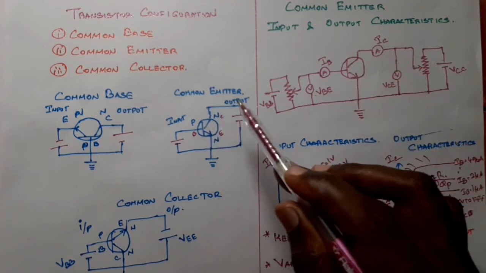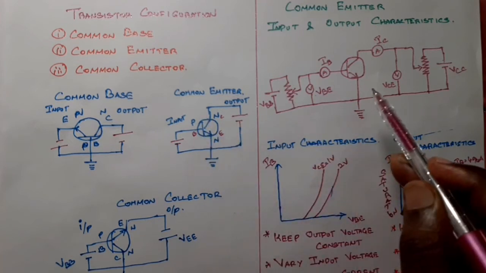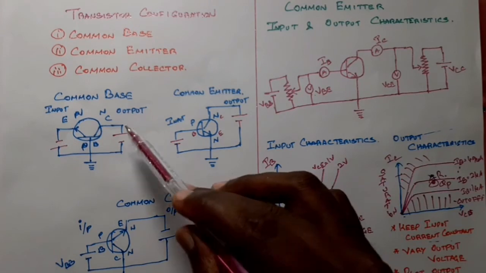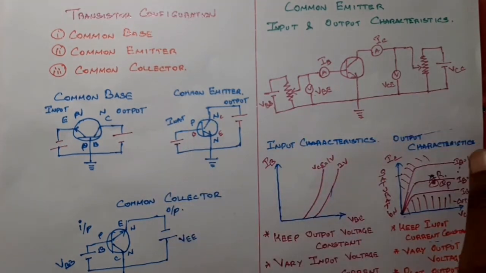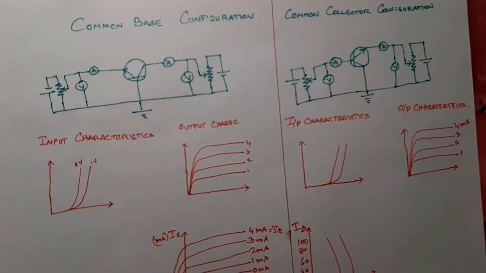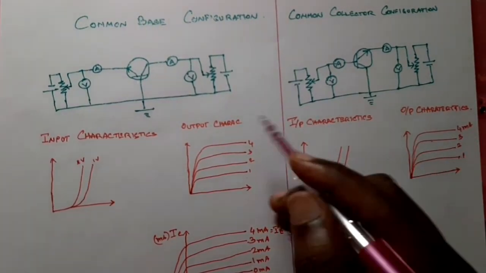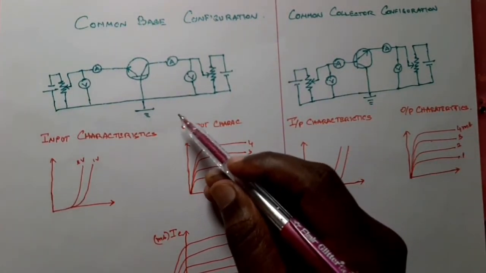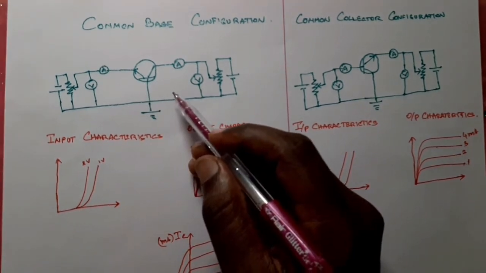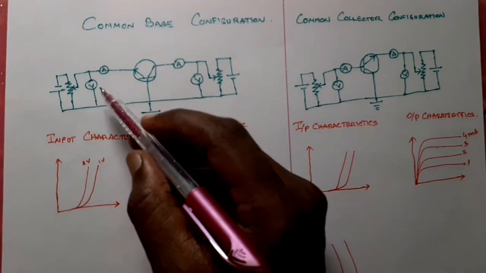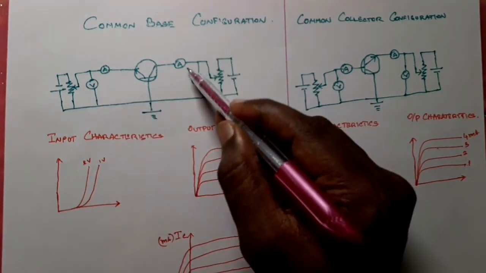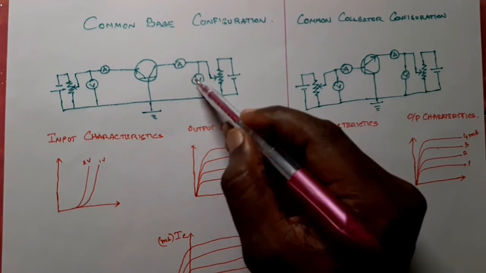See here, the common emitter circuit is converted into this type of circuit. Now this common base circuit will be converted this way, and we will check what happens. So here we have connected a common base circuit. We have connected one ammeter in series and a voltmeter in parallel on the input side, and here also one ammeter and voltmeter on the output side.